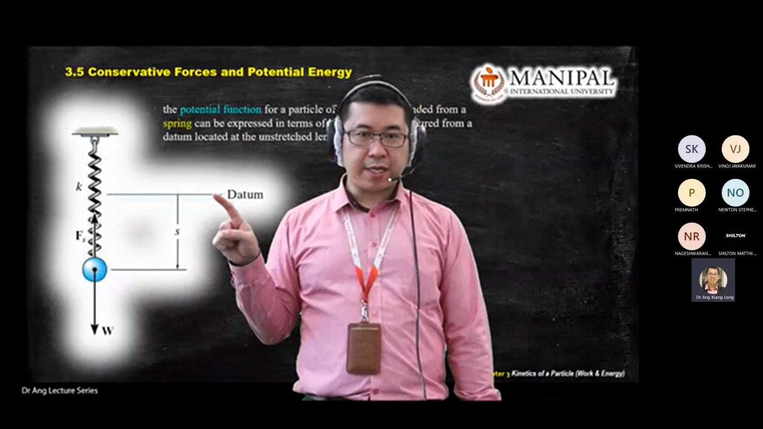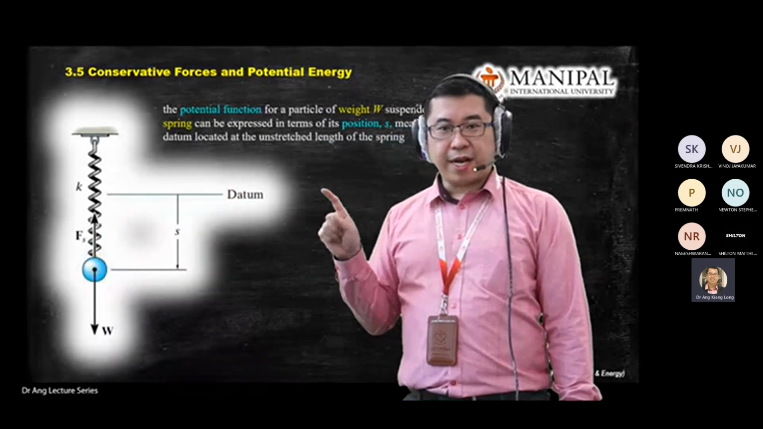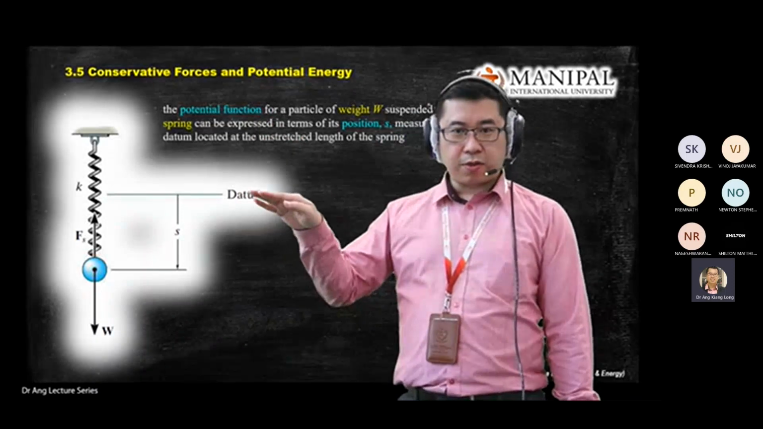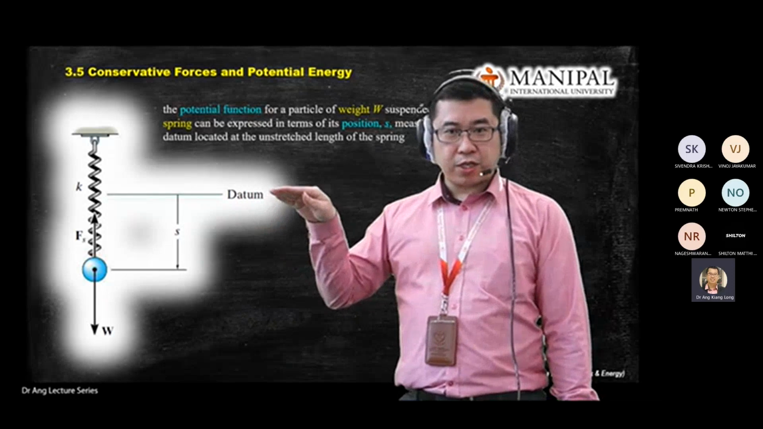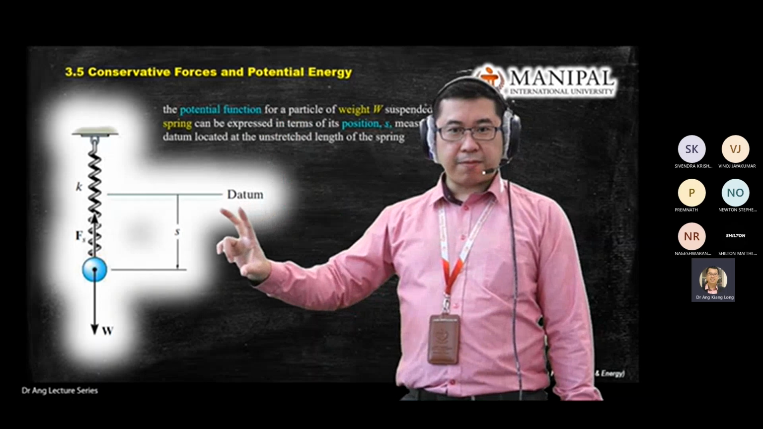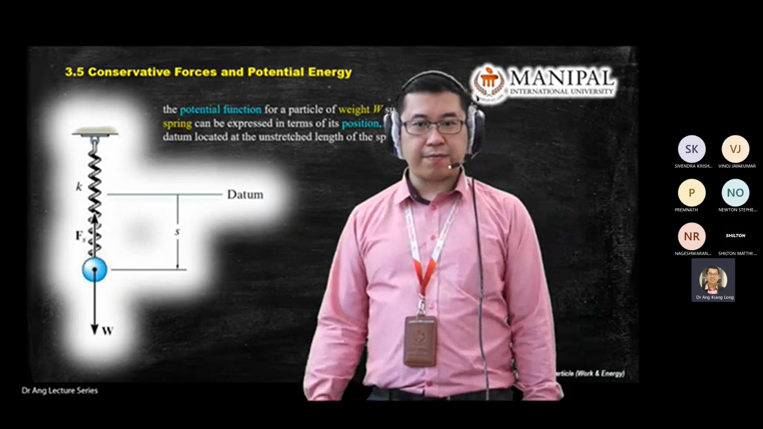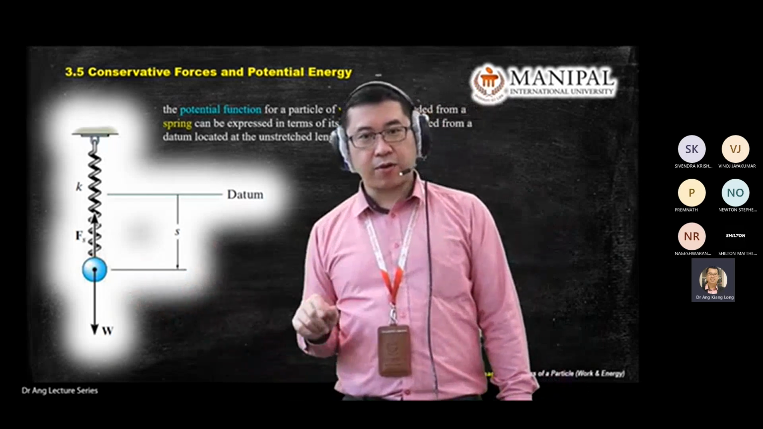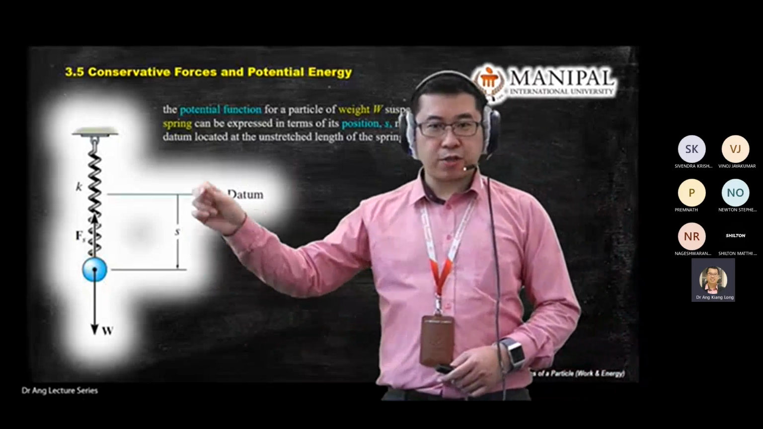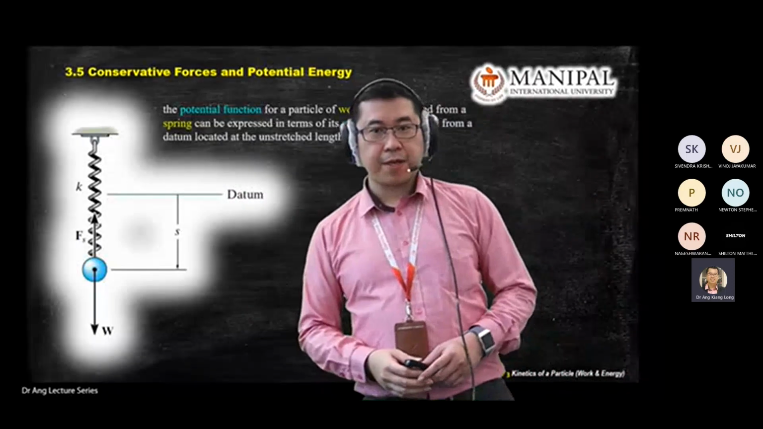And remember, there's a datum. When you see a datum line, you need to refer to whether the object is above or below the datum. If the gravitational potential energy is above the datum, you get positive energy. If the object is below the datum, you get negative energy. Just take note. Spring energy is always positive, no matter whether you compress or pull. Right?